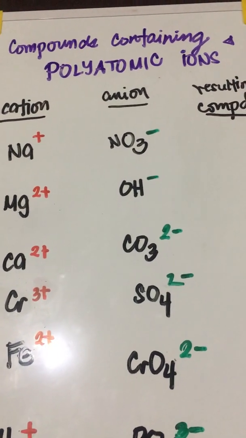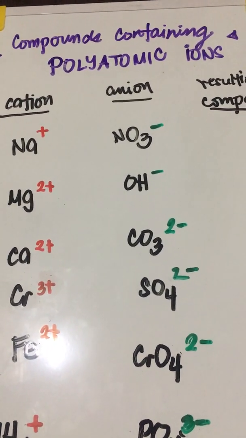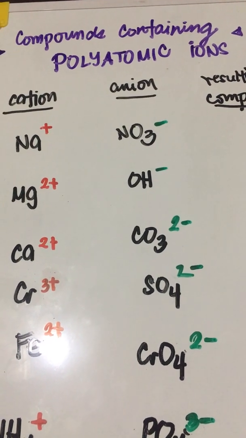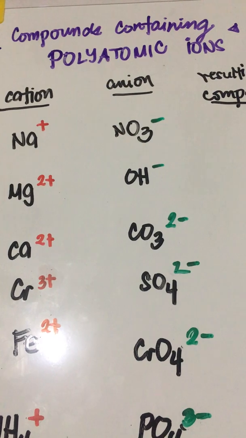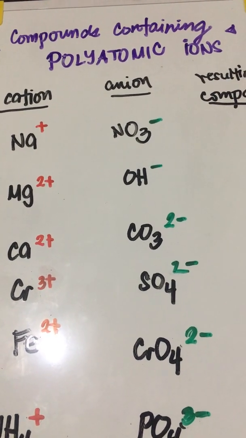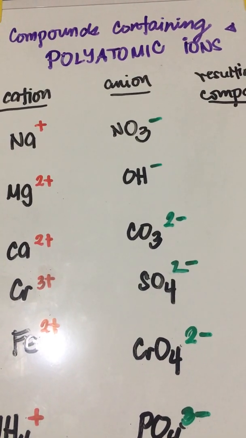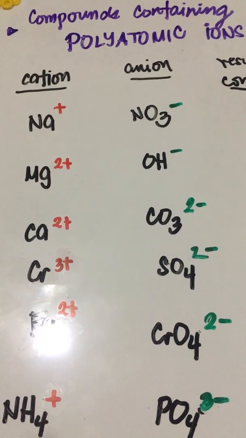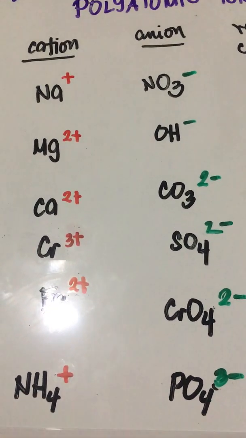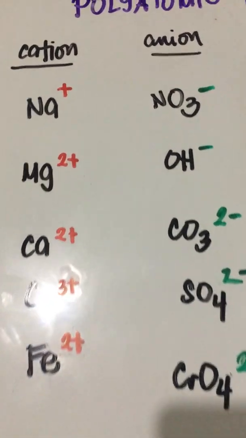Hello everyone. This is an extension of our discussion on the compounds containing polyatomic ions. So we will discuss how to write their chemical formulas as well as their names. Okay, so I have here a prepared list of cations which are more on the different elements.